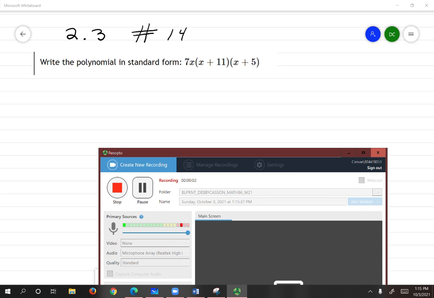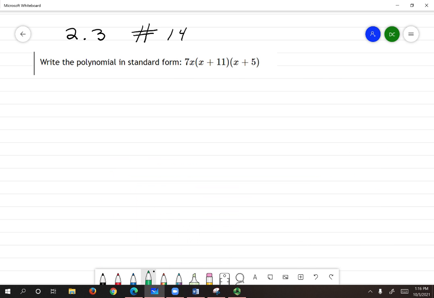In this video, we are going to do 2.3, number 14, and it's a pretty complicated problem because what we're going to do first is tackle the two binomials multiplied together, and then finally at the end we're going to distribute that 7x. So let's first do x plus 11 times x plus 5.